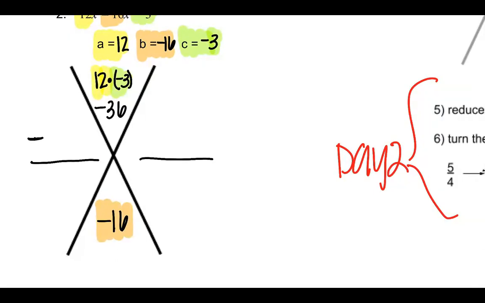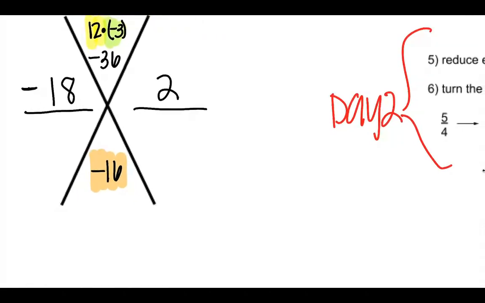So if we think of things that multiply to get to 36, we could have 2 and 18, which I think would work. If I make the 18 negative and the 2 positive, negative 18 times 2 gives me negative 36, and negative 18 plus 2 is going to give me negative 16. So again, we're stopping there. We set up and we solved. That's all we're doing today.